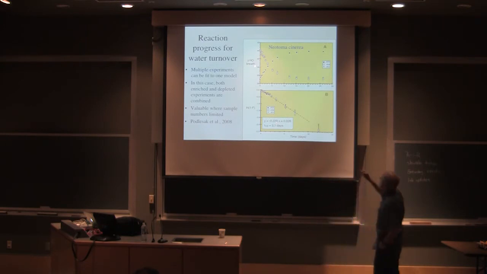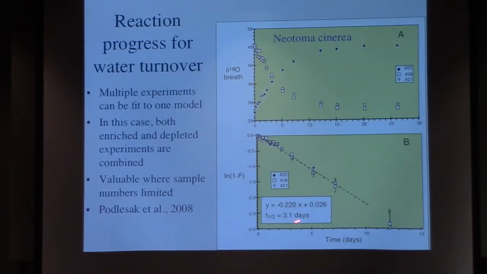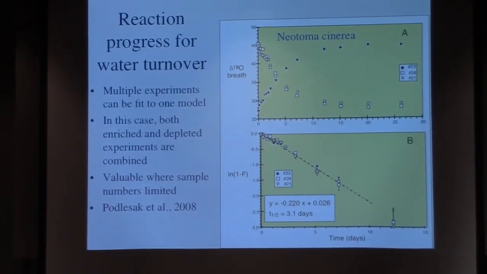So here's 3 different individuals, and you can see one is a switch from negative to positive, one is from positive to negative. And using this notion, the reaction progress model, we can actually plot both sets of data on the same diagram, and we get one linear line. So in this case, a turnover of about 3 days.